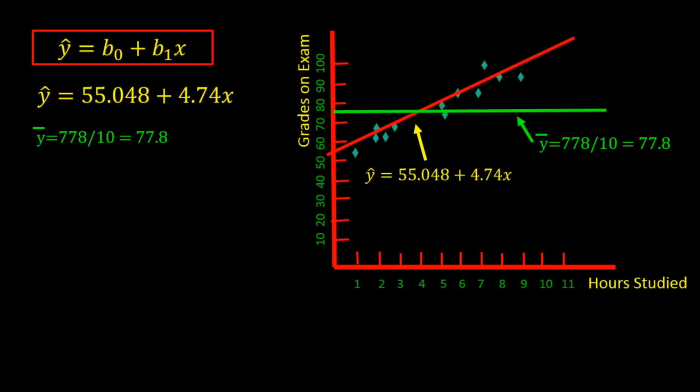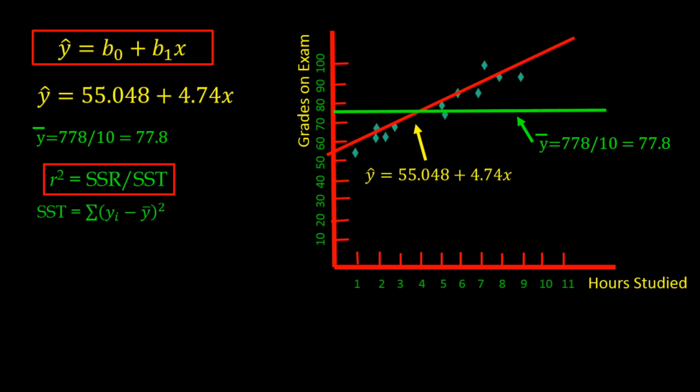When we calculated R squared, we measured how well the line fit the data by calculating SSR and SST. R squared is the proportion of SSR to SST. So what exactly is SSR and SST? Let's start with SST, which stands for the total sums of squares. SST measures how well the observations cluster around the y-bar line.